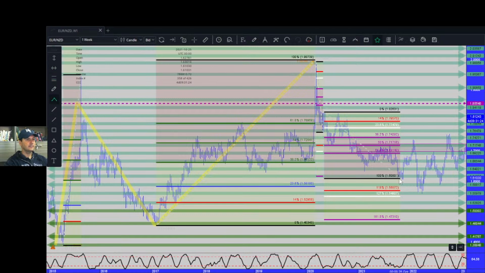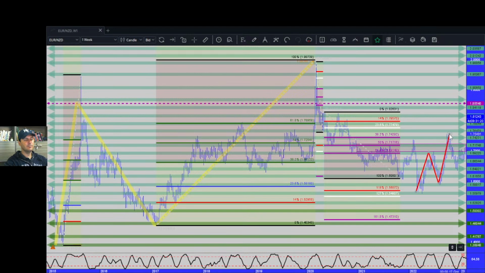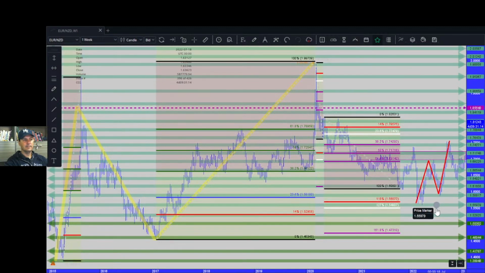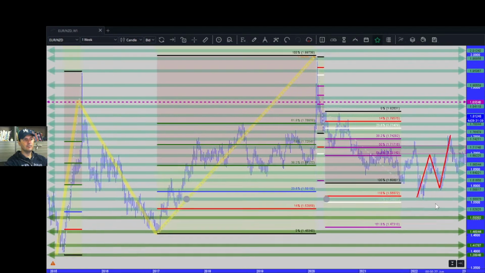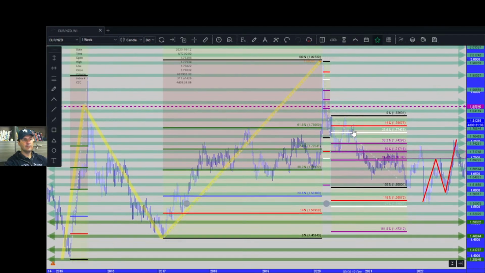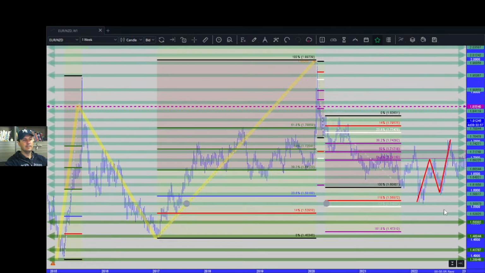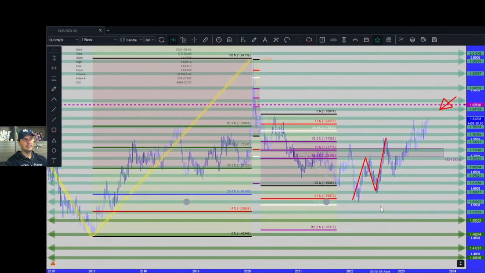Exactly. The higher time frame. This was the signal, not the entry signal, the signal about direction. This was the signal for you to say to yourself, oh, we are not going down anymore. Euro New Zealand weekly chart. We are not going down anymore. We are not retracing anymore. We are going up. Exactly.